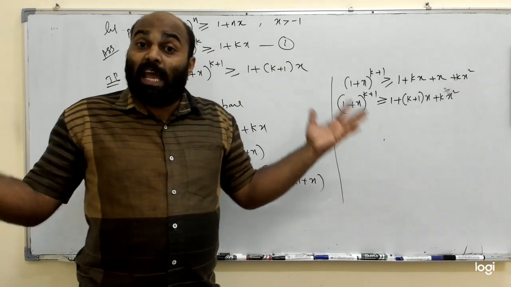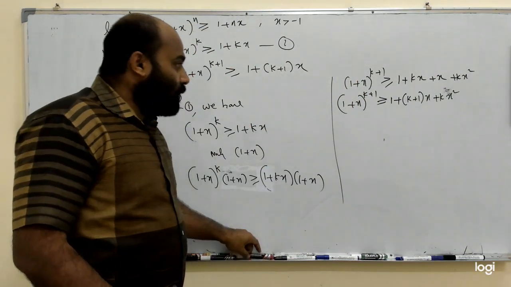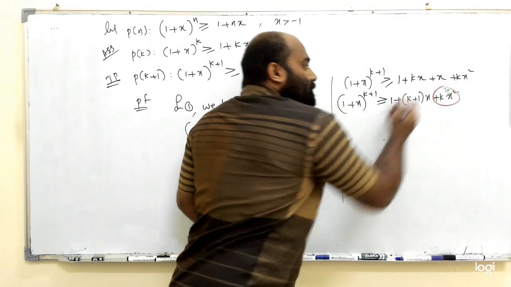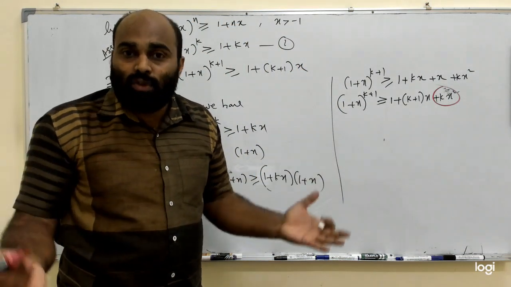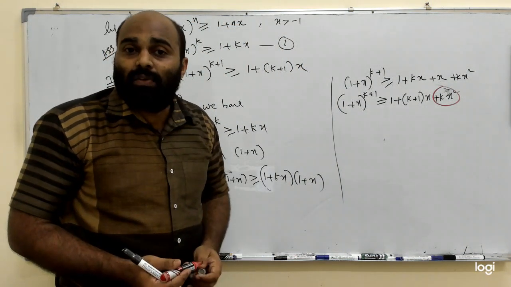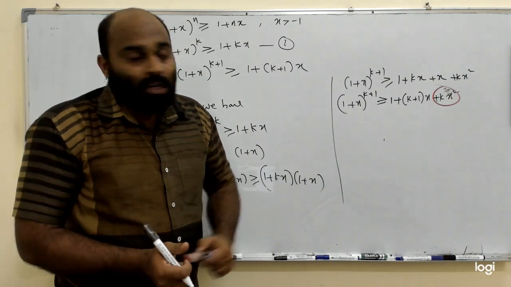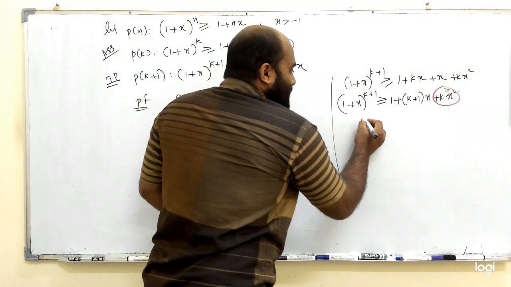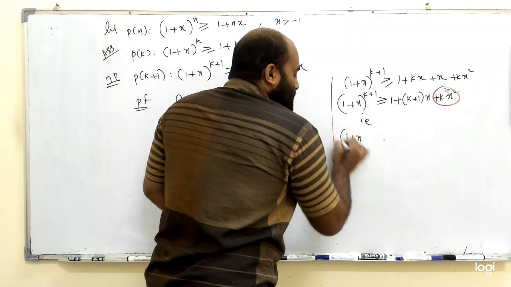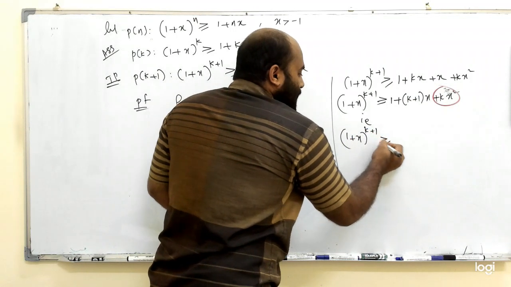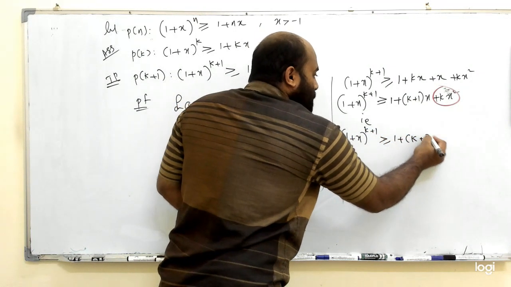So without any problem, which one can you remove? Kx square you can remove. That is inequality, natural number only it will be. In the case of inequality you can do that. So when we are removing, what we can write is (1 plus x) whole raised to k plus 1 greater than or equal to 1 plus (k plus 1) into x.